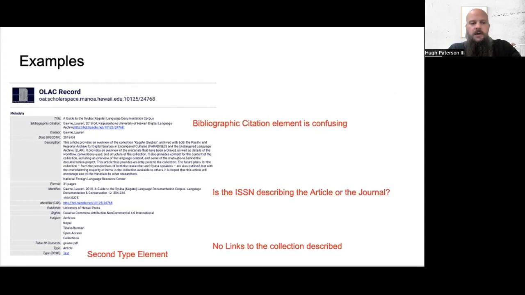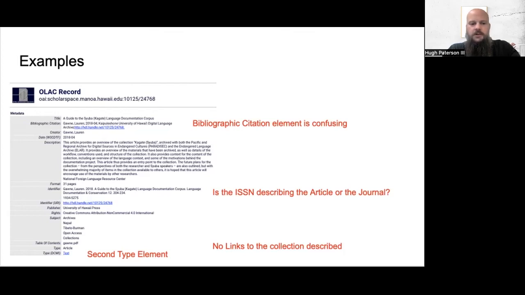So this is the OLAC record for a guide to the Sayaiba language documentation course. One of the things we can note right off the bat is that this record is provided from the University of Hawaii's Language Documentation and Conservation journal, which is, I think, the only journal that directly puts its publications into OLAC. So it's a great thing that we have a journal that participates in this. However, there are, I think, some technical errors in the crosswalk. Look at the bibliographic citation.